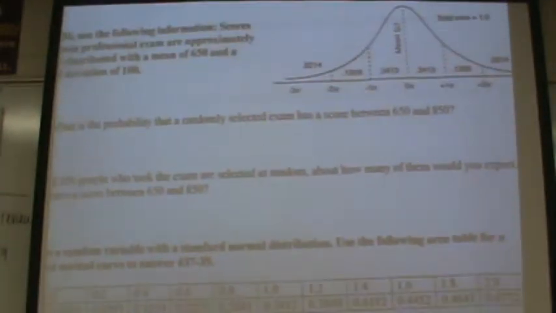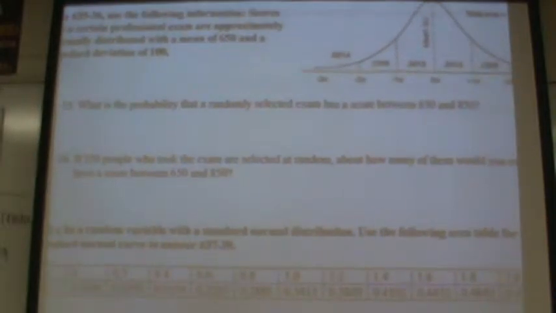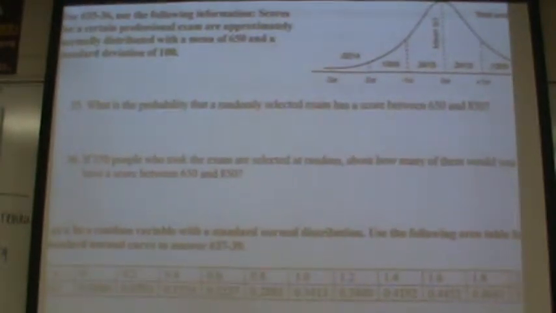So then we have the normal distribution problems. And these are the ones that you probably had the most trouble with. Unfortunately, you're only going to be given the one curve, so you'll have to make use of just the one curve. And we're going to use that information for 35 and 36. So we're told that the mean is 650 and the standard deviation is 100. So we need to find the probability that a randomly selected exam has an exam score between 650 and 850.